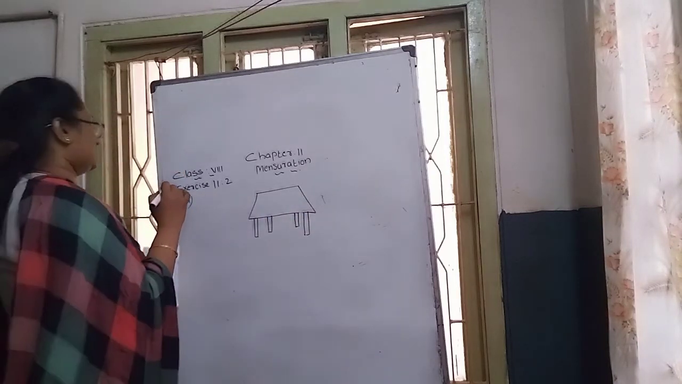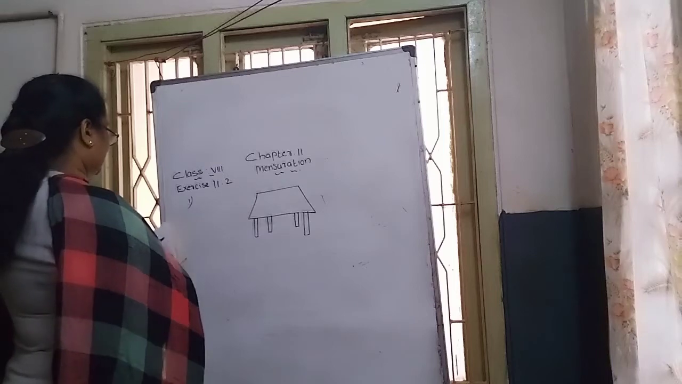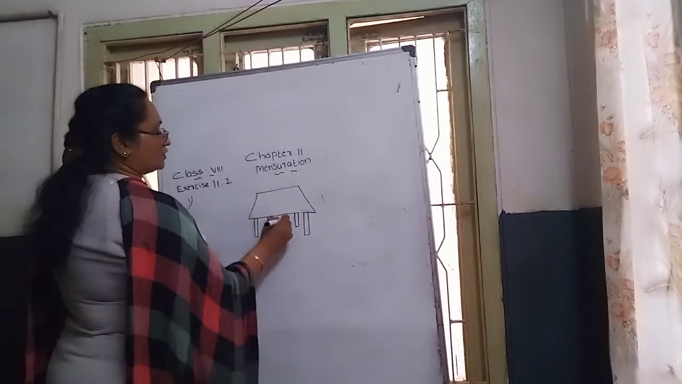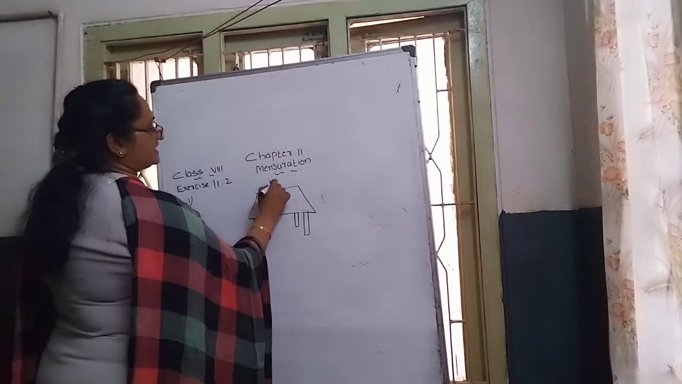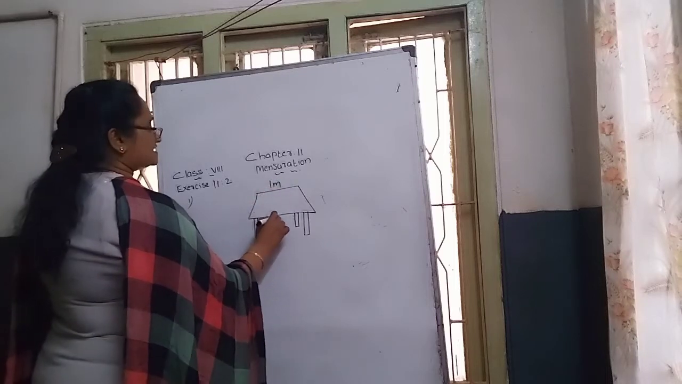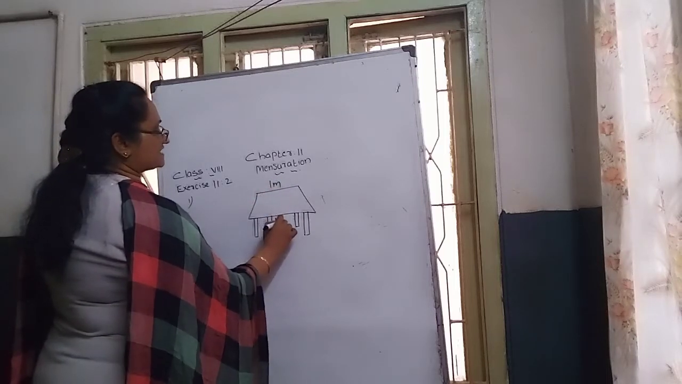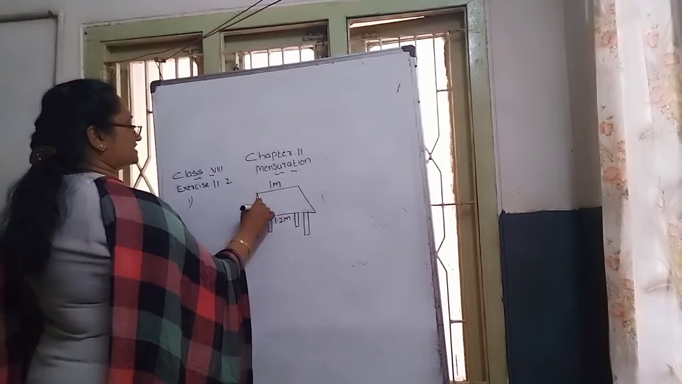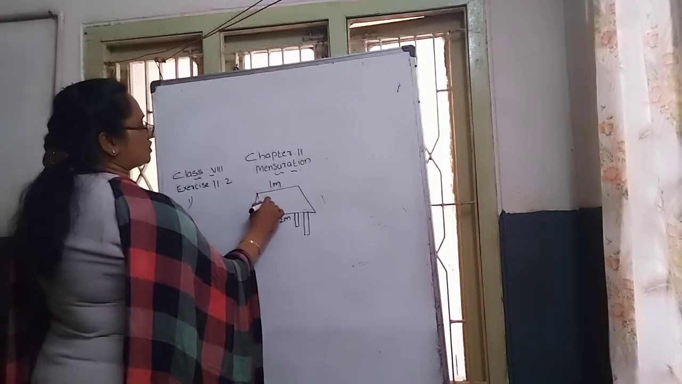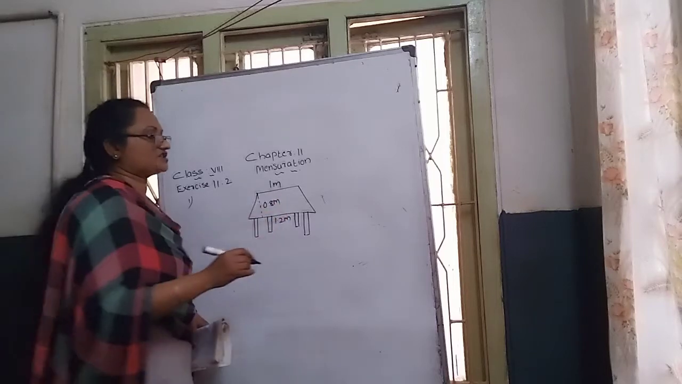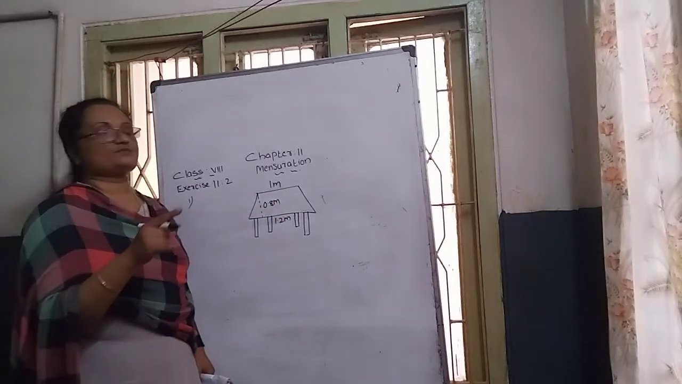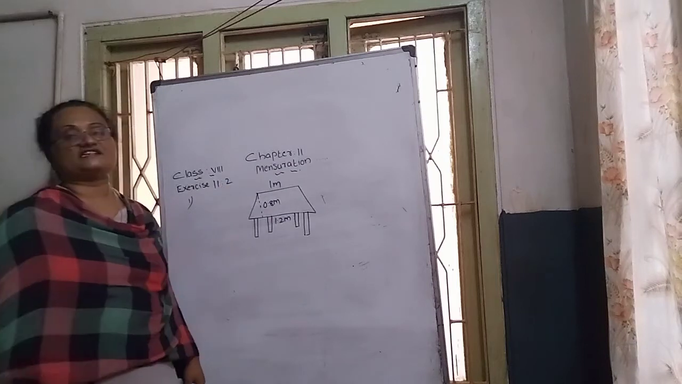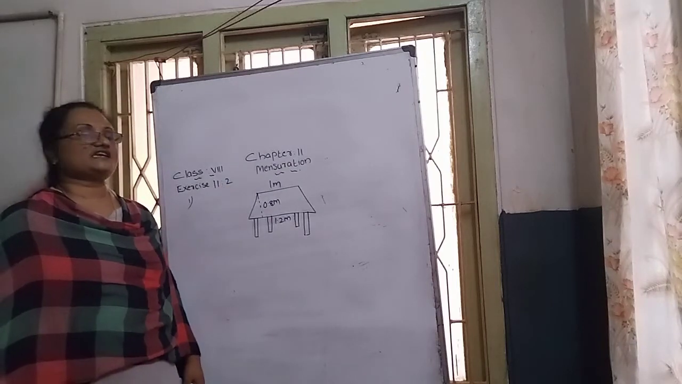The table is trapezium shaped. Here they marked the two parallel sides: one side is 1 meter in measurement, and the second parallel side is 1.2 meters. Then the height, the distance between the two parallel sides, is given as 0.8 meter.